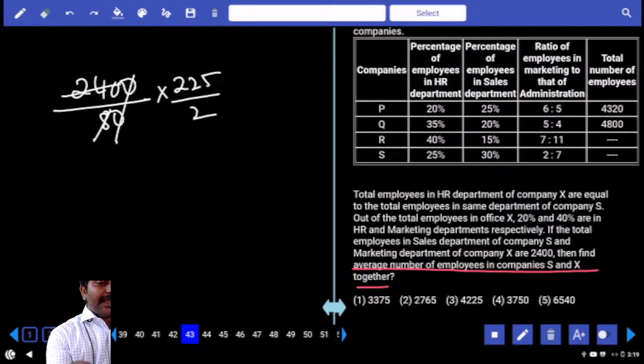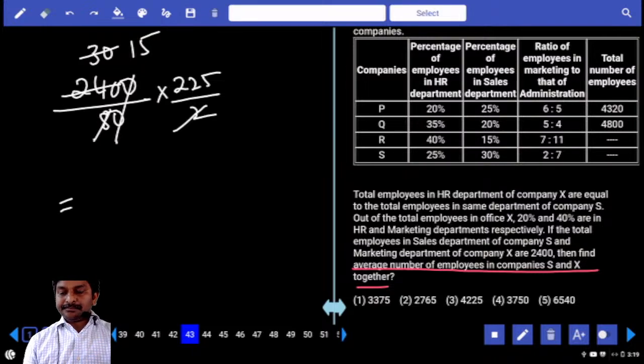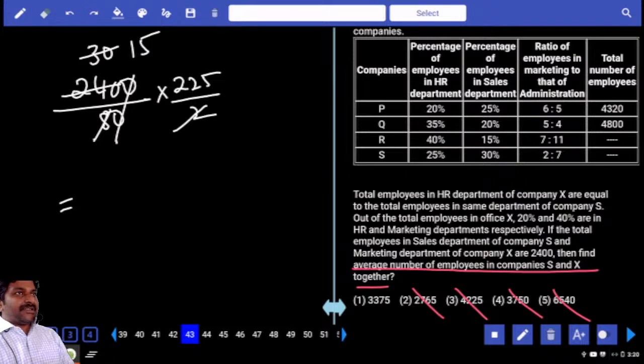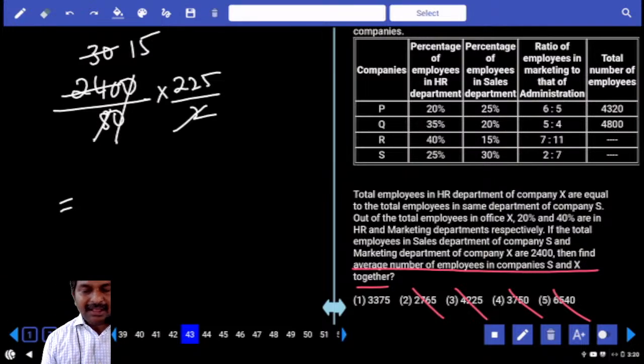30 times 2, 15 times. Yes? Come on. Right. Answer must be a 9 multiple. It can be first option, second not possible, third not possible, fourth not possible, fifth not possible. 225 we have, which is a 9 multiple. 15 times of it also should be a 9 multiple. Answer must be a 9 multiple. Among options there is only one. Followed?